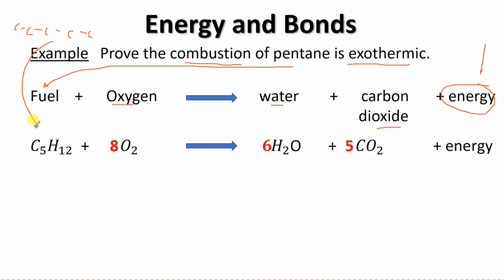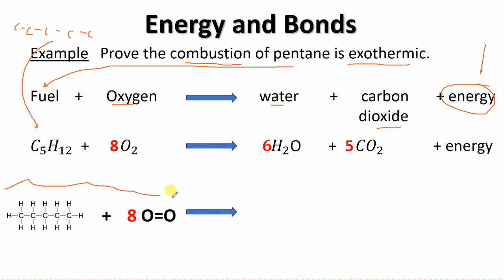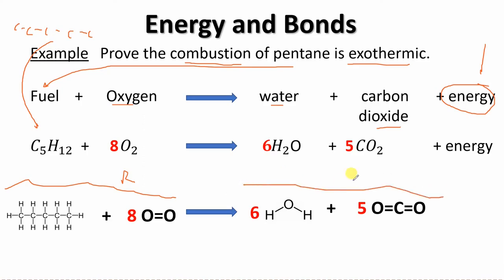Next step is we're going to need to draw out all these molecules. I know I already talked about drawing pentane. Well, there it is again. So I've drawn out pentane. Now, I'm going to have to draw out 8 oxygen gases. Remember early on, we drew oxygen with a double bond. So we have 8 of these double bonded oxygens to deal with. Those are going to represent our reactants, right? Reactants are on the left side of our arrow. And on the other side, we're going to have our products. So our products are made up of 6 H2Os and 5 carbon dioxides. So these are our products.